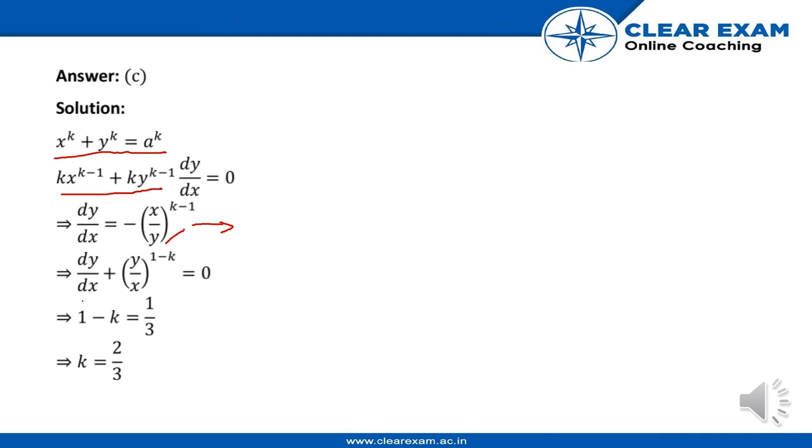Take this to the left side, you will get this equation. From here we can see that 1 minus k is 1 by 3, so k will be 2 by 3.